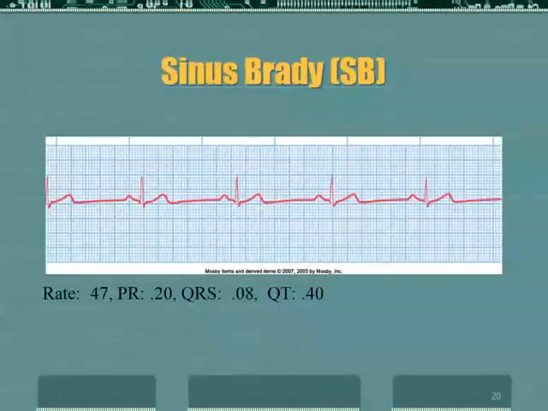Another patient that would fall in the 40s might be symptomatic if their normal heart rate's normally in the 80s. So it's very dependent on that person's physical condition and underlying causes of what caused the sinus bradycardia.